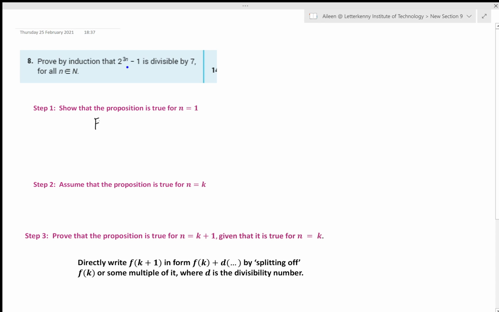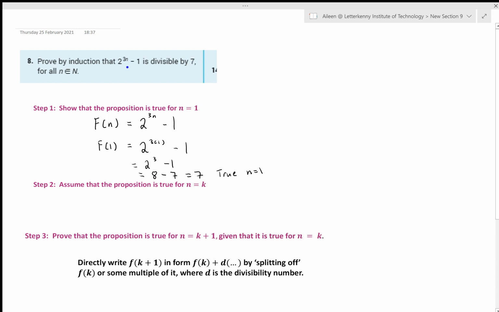So let's just call our general statement f of n. So f of n is equal to 2 to the power of 3n minus 1. So we want to prove that this is true when n is equal to 1. So we substitute in 1 and we get 2 to the power of 3 minus 1, which is equal to 8 minus 1, which gives us 7. 7 is divisible by 7, therefore this statement is true when n is equal to 1.